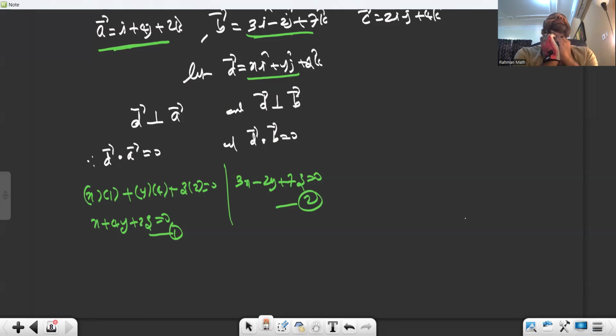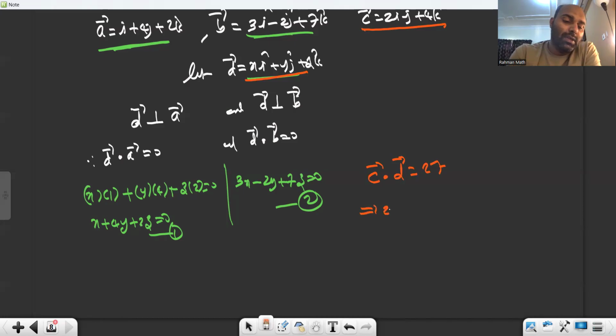Yesterday I taught you one method: how to solve three variables with two equations. But here there are three equations. Also given that, you read the question, also given that C dot D equal to 27. This is your C and this is your D, 27.